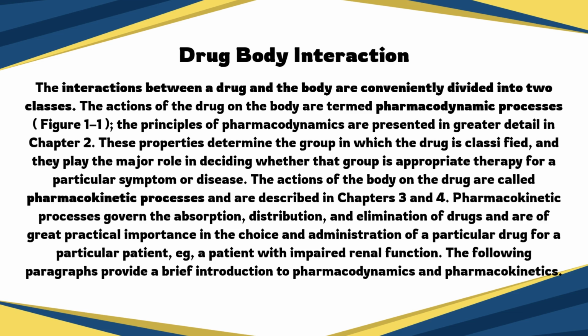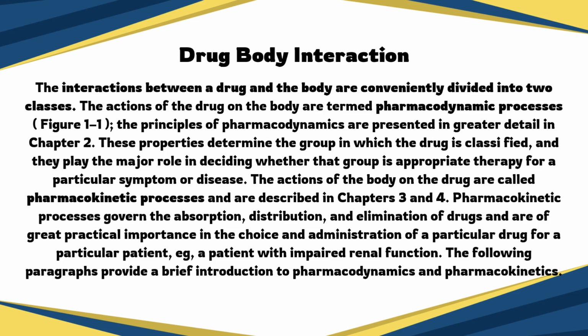Drug body interaction. The interactions between a drug and the body are conveniently divided into two classes. The actions of the drug on the body are termed pharmacodynamic processes. The principles of pharmacodynamics are presented in greater detail in chapter 2. These properties determine the group in which the drug is classified, and they play the major role in deciding whether that group is appropriate therapy for a particular symptom or disease.